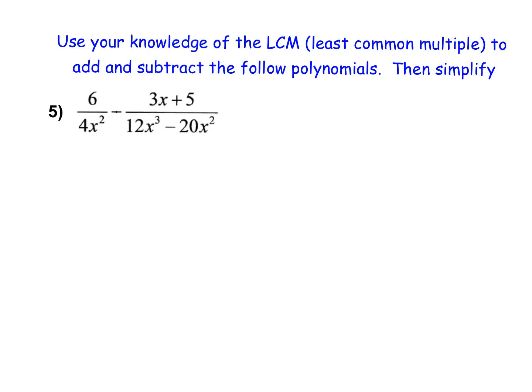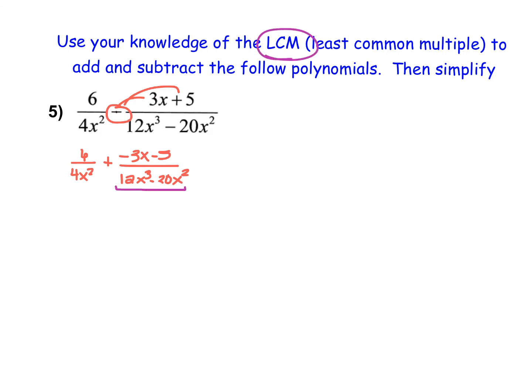Now to note, first on this problem, I notice this is subtraction. So I'm going to need to multiply both items in the numerator by a negative 1 and turn this into addition to start. So I'll have 6 over 4x squared plus negative 3x minus 5 over 12x cubed minus 20x squared. So then from here, I take a look and I notice that I have two different denominators, but I notice the second one is not fully factored. So I might be able to find a least common multiple.